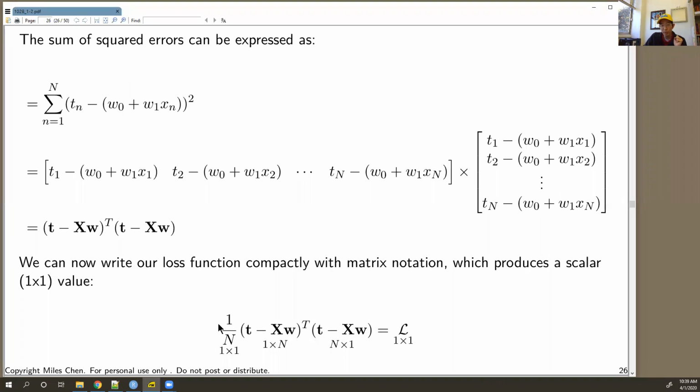We can also multiply it by 1 over n, which itself is a scalar value. And so the loss function is a 1 by 1 scalar value. So we can express the loss function as 1 over n times (t minus xw) transpose times (t minus xw).